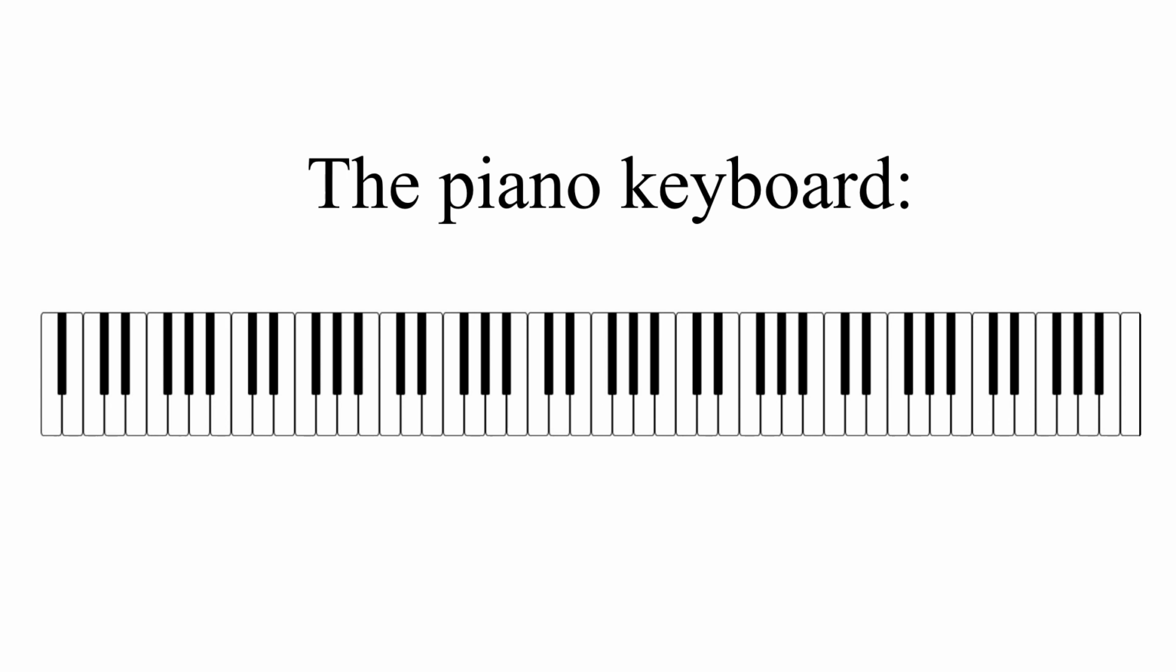A piano keyboard has 88 keys, each corresponding to a distinct musical note. These are the notes used in Western music. As you can see, some of the keys are white and some are black. The keys are arranged from left to right in order of ascending pitch. The note with the lowest pitch is the far left key. The note with the highest pitch is the far right key.